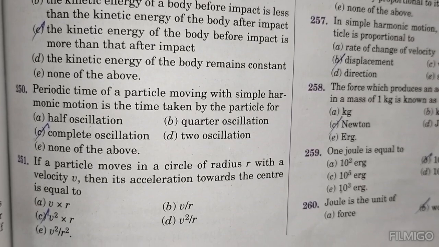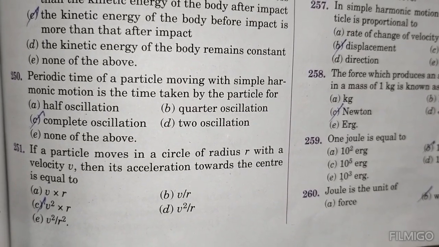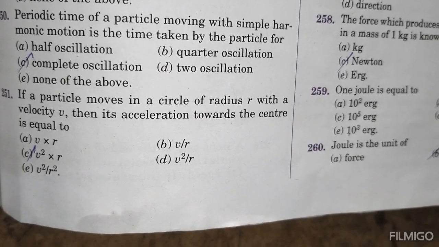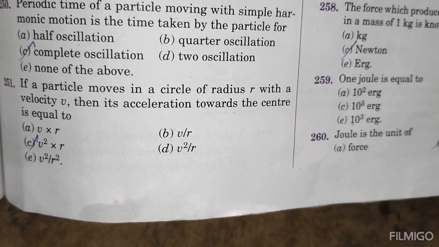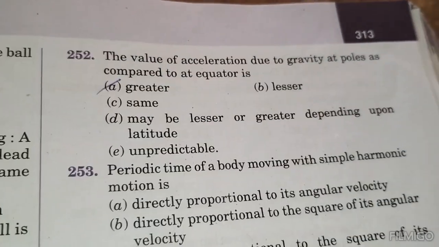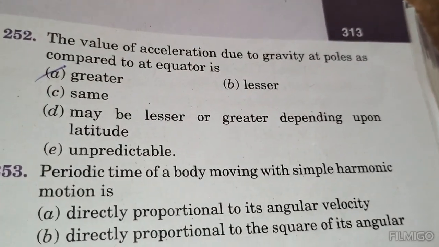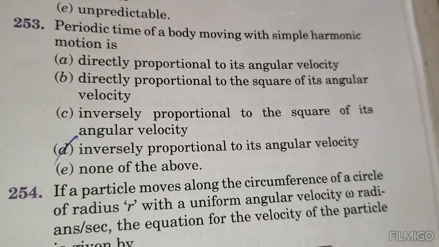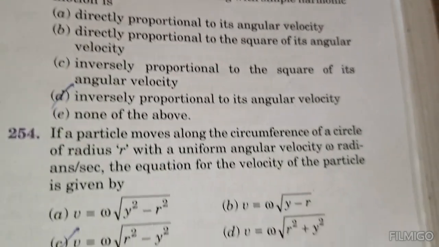The periodic time of a particle moving with simple harmonic motion is the time taken by the particle for one complete oscillation. If a particle moves in a circle of radius r with velocity v, the acceleration toward the center is equal to v square by r. The value of acceleration due to gravity at the poles compared to the equator is greater. The periodic time of a body moving with simple harmonic motion is inversely proportional to the angular velocity.